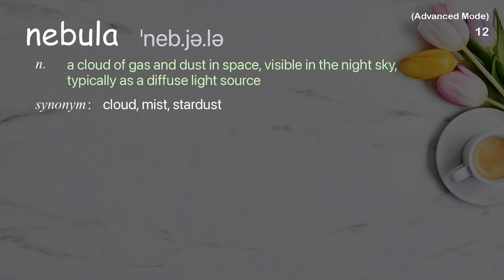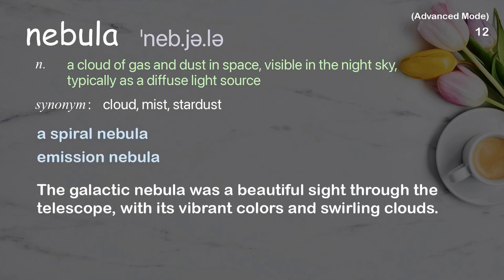Nebula. A cloud of gas and dust in space, visible in the night sky, typically as a diffuse light source. Examples. A spiral nebula. Emission nebula. The galactic nebula was a beautiful sight through the telescope, with its vibrant colors and swirling clouds.